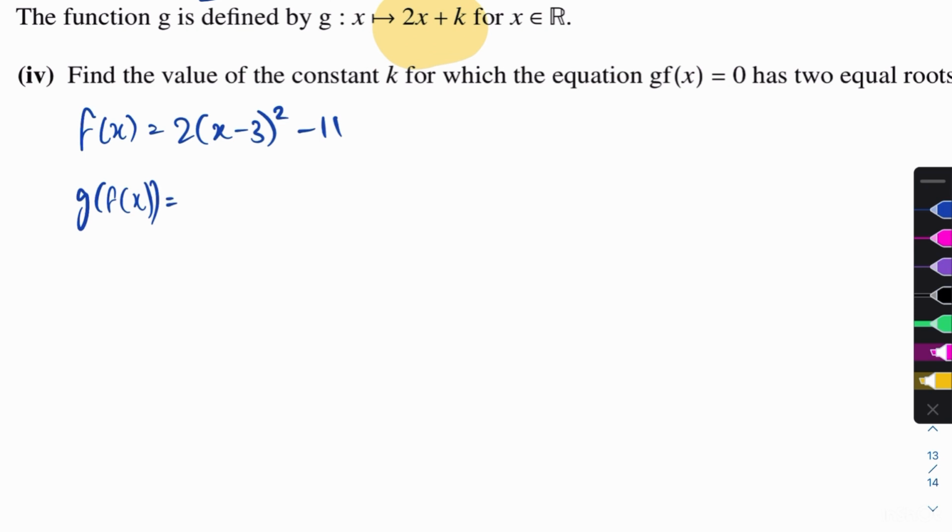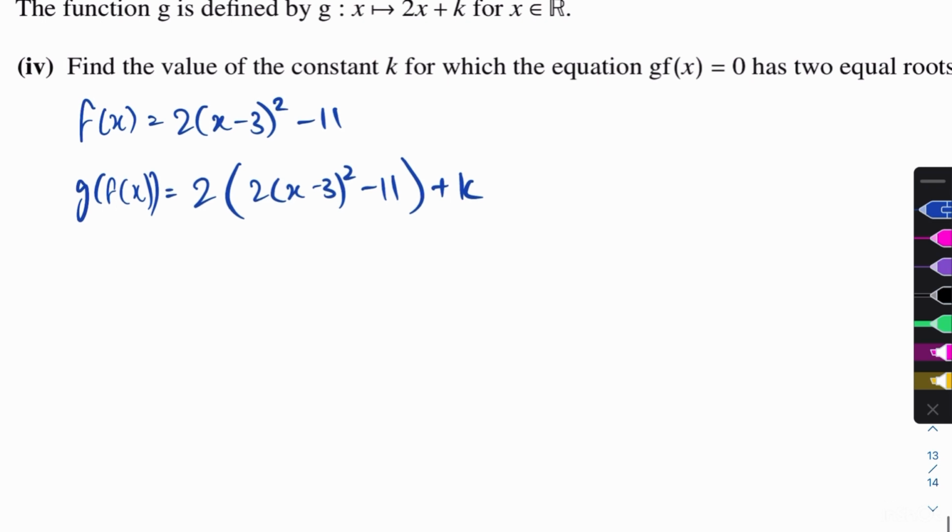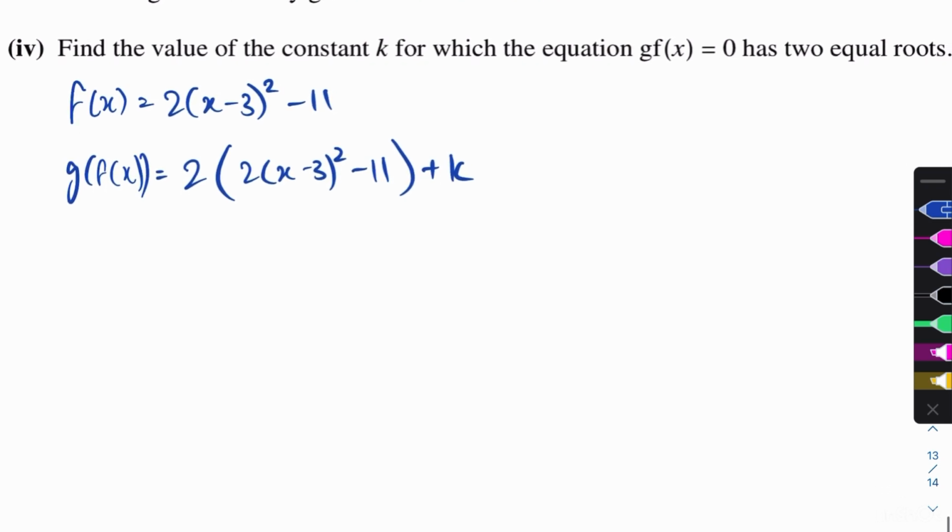so we're putting f(x) into this x here. So 2 bracket (2x minus 3) squared minus 11 plus k. I always forget the squared. So this part here is f(x). Okay, so now that we've got that, let's expand it, simplify it.